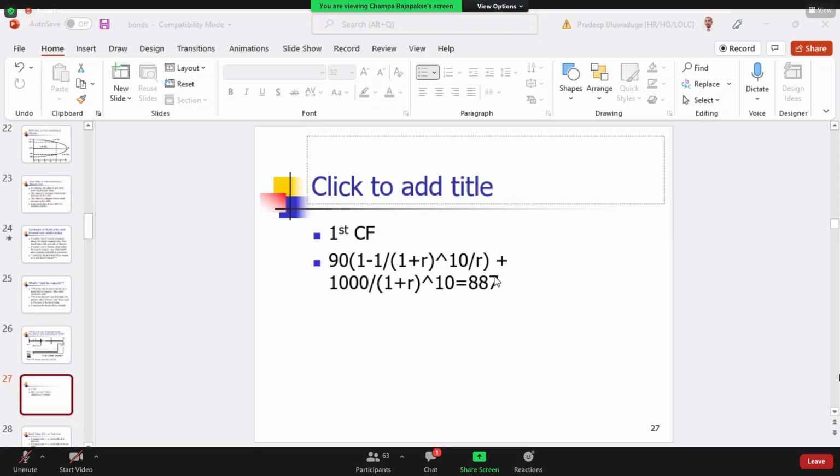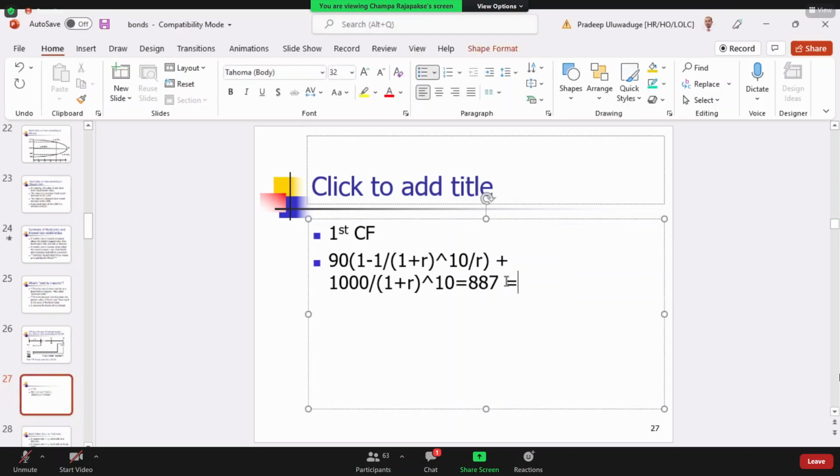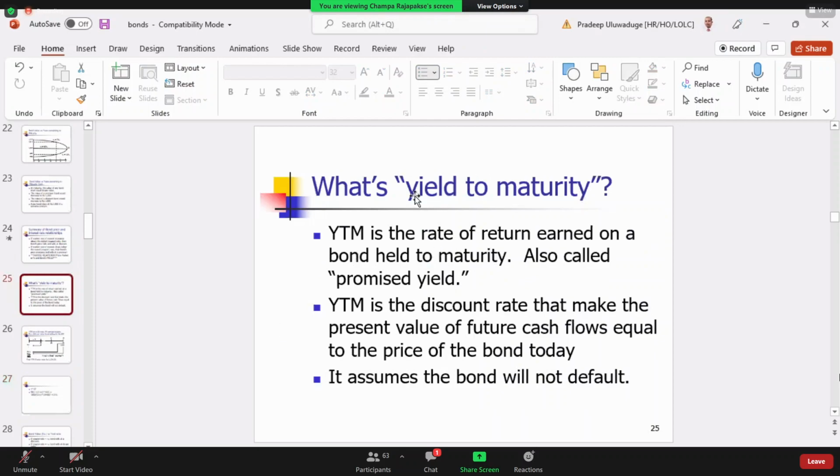So if you do it by hand, you call it the trial and error method. If not, you can use the calculator and solve for R. One person has done that for me, and tells me that it's 10.91. So 10.91, we can take as approximately 11%. So this is how you calculate the yield to maturity. Yield to maturity is the rate that gives you the market value as the value of the bond.